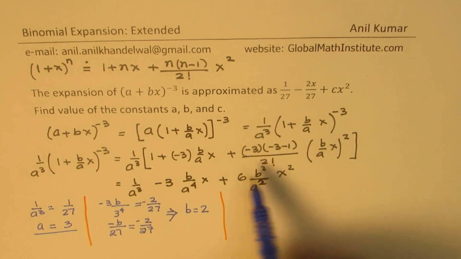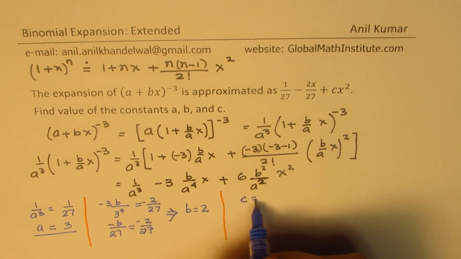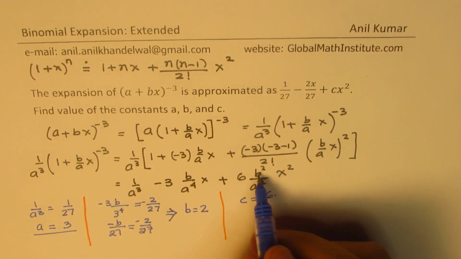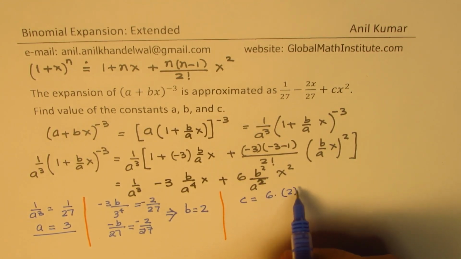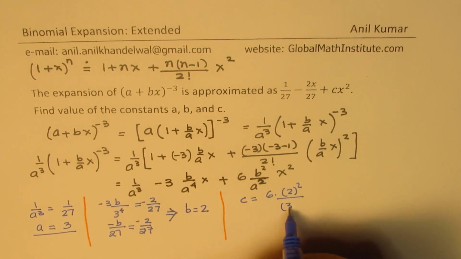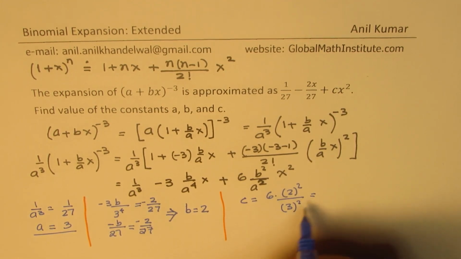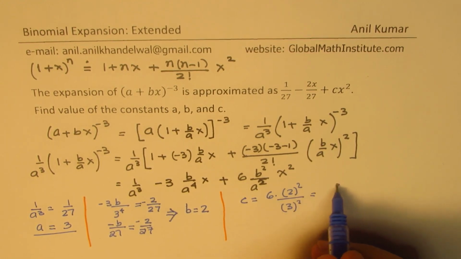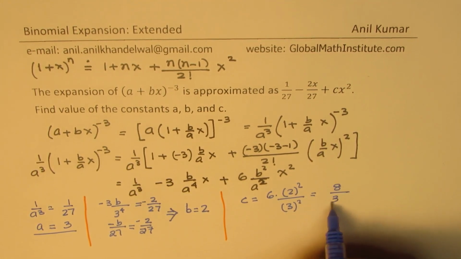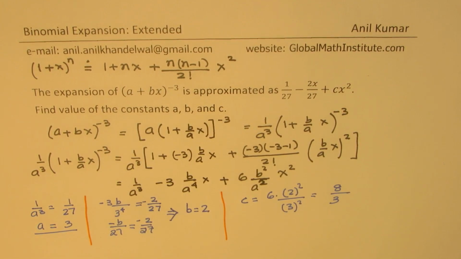Now c is all this. C is equal to the coefficient of x square. So c is equal to 6 times b square, which is 2 square, divided by a to the power of 5, and a is 3. So we get 6 times 4 over 3 to the power of 5, correct? So you can divide by 1, 3. So we get 2. 2 square is 4. So we get 8 over 3, right? So c is 8 over 3, correct?